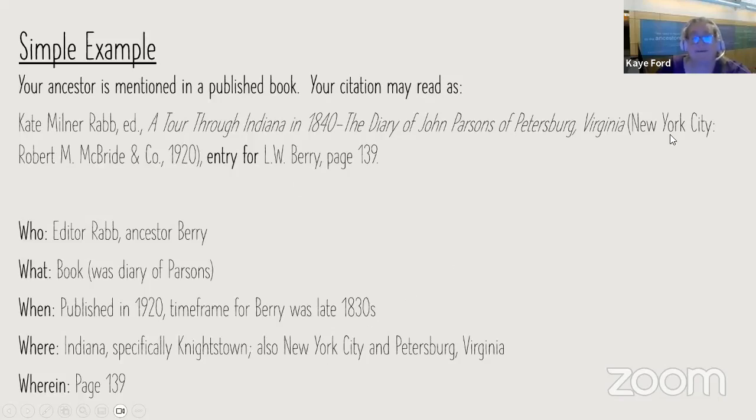And also we see New York City, where the book was published, and it was the Diary of John Parsons of Petersburg, Virginia. And the information for L.W. Barry is on page 139. You'll notice I bolded entry 4 in this citation. I did that just to show you that that's my phrase to set off the subject of the citation. So when someone reads my citation and sees entry 4 L.W. Barry, that's what the citation is referring to.